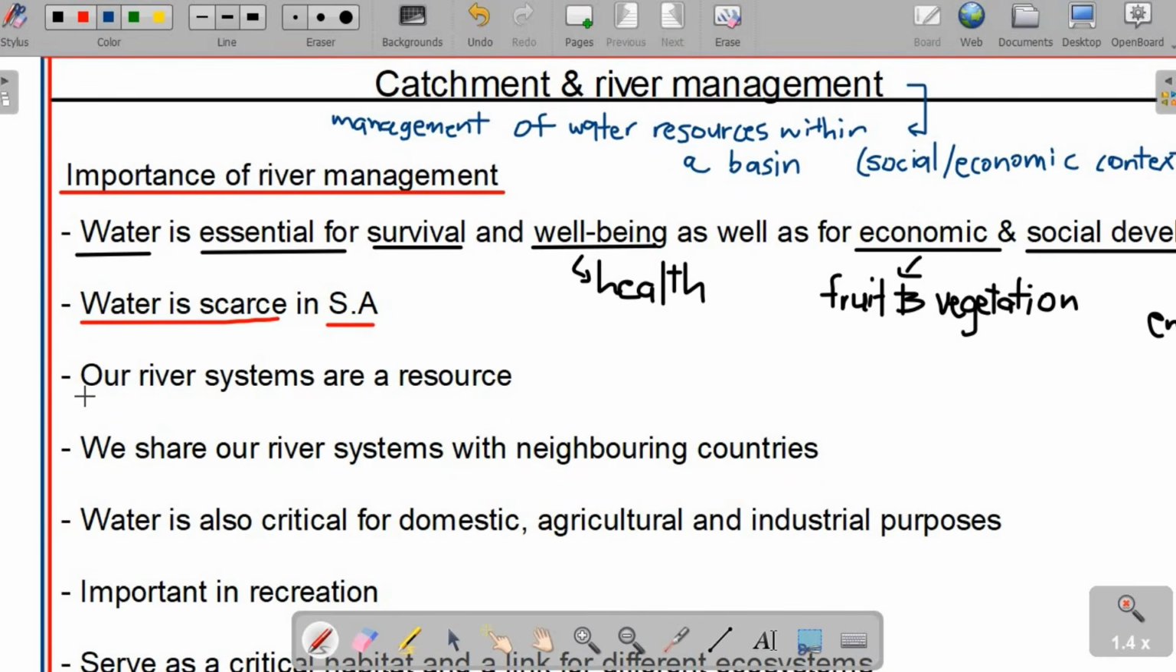The third point is that our river systems are a resource. Okay, so when we are referring to a resource, we are referring to an asset, guys. We are referring to wealth. We are referring to a material that can be used for economic gain.